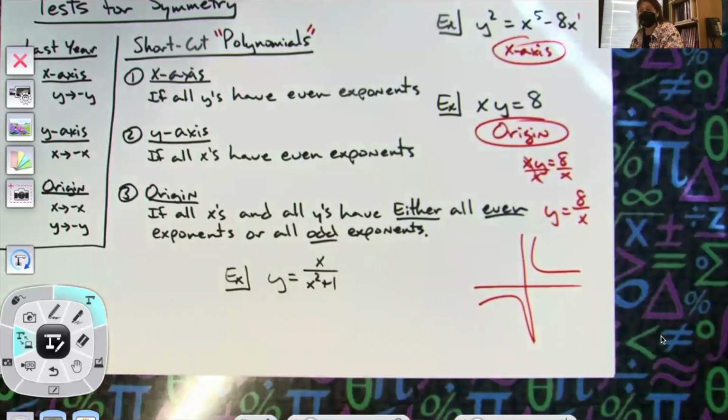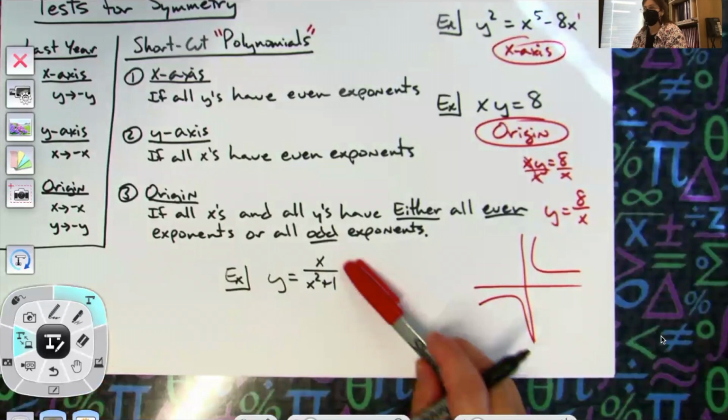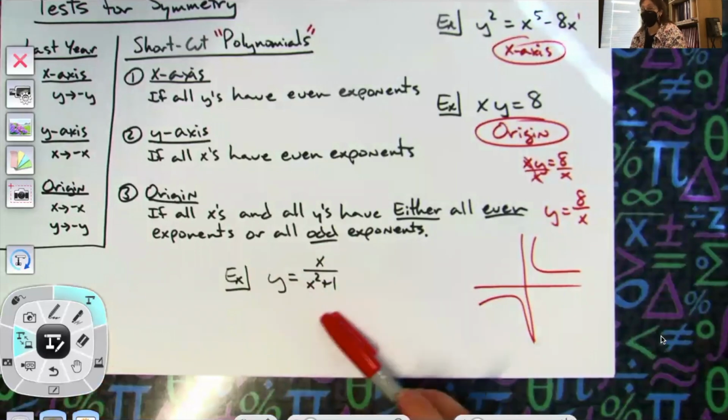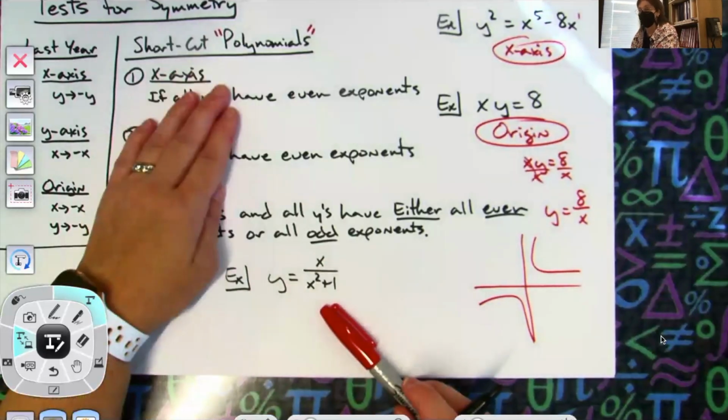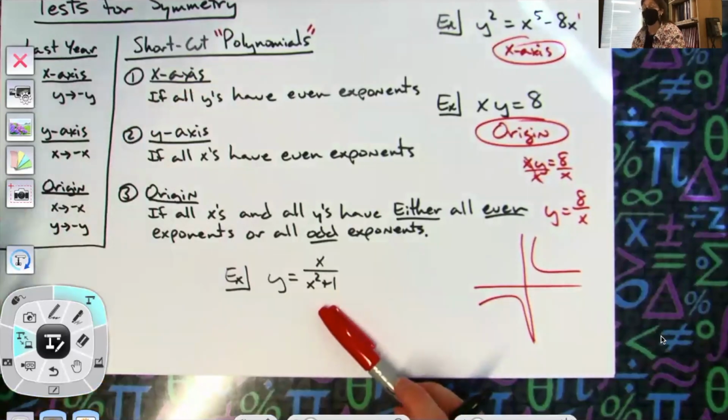Ponder it, think first. What am I trying to catch you on? Because I'm trying to catch you. What type of function is this? It's a rational function. Does my shortcut work? Shortcut does not work. So I have to go back and do it the way we did it last year.